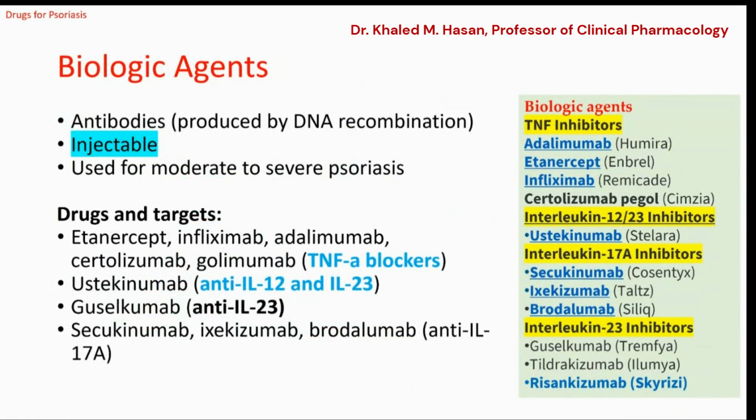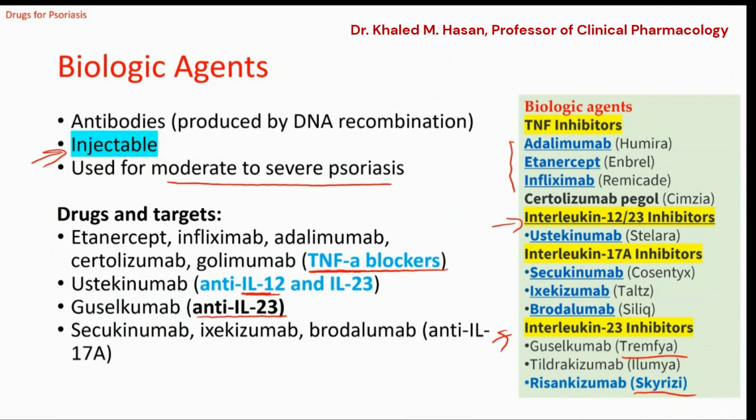Biological factors. You can see most of the biological factors are injectable, very expensive medication, used for moderate to severe. Okay, drug targets here. We need you to remember these drug targets. For example, which one inhibits or blocks TNF-α? Which one inhibits interleukin 12, 23, Stelara? Then we have interleukin 23. We have Cosentyx, we have Tremfya, Skyrizi, a long name, and risankizumab. It's a long name. We need to remember that one.